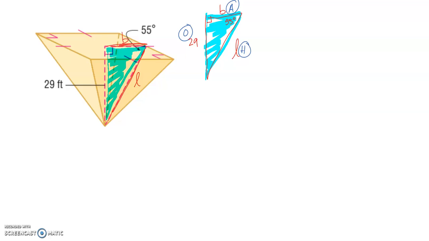I need to do 2 trig problems. The first trig problem is going to solve for, let's say, the base, and the second one's going to solve for the slant height. So if I'm solving for the base, I'm going to say it's O and A, which would make it tangent of 55 degrees is equal to the opposite over the adjacent, which in this case is B. You're going to end up having to divide that out. So it's going to be 29 divided by the tangent of 55. And that's going to give me about 20.31 feet for that one.